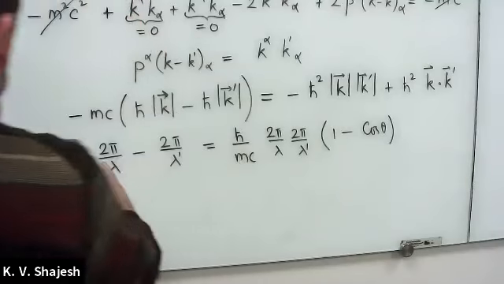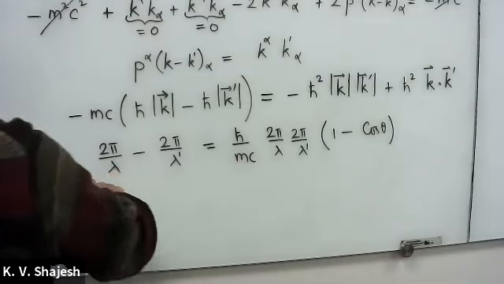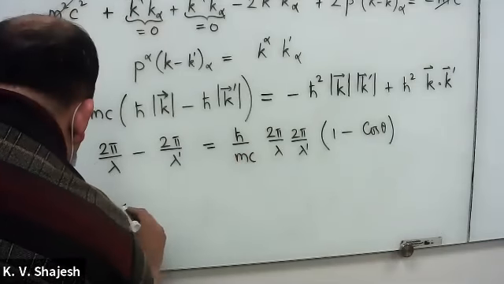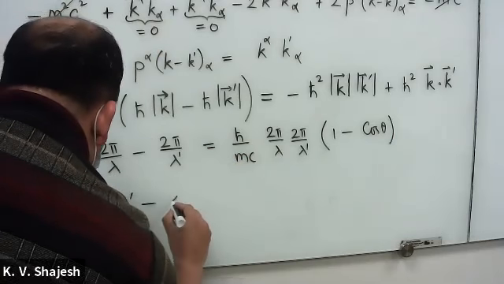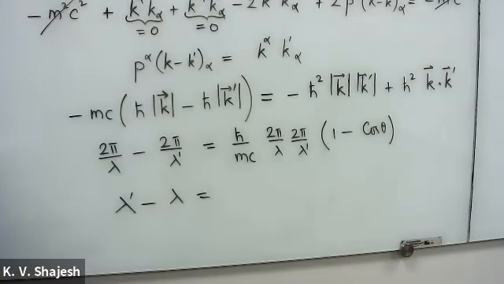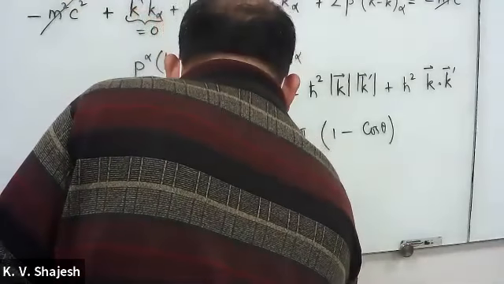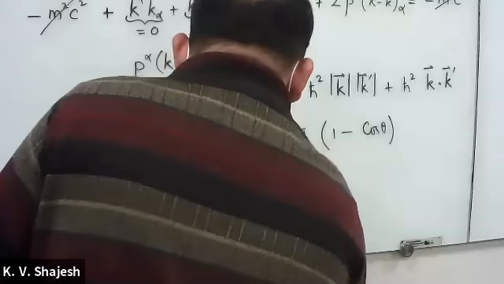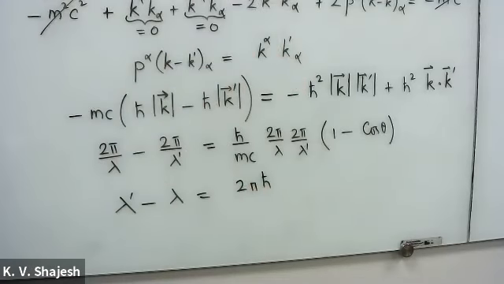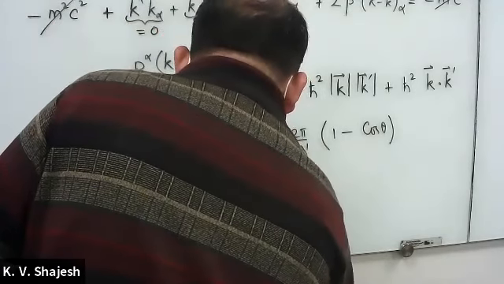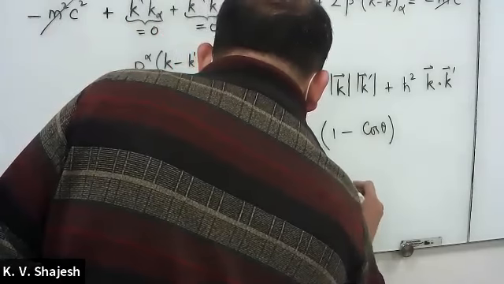What that leads to, if I make the denominator common, lambda prime, is the equation lambda prime minus lambda, that is the change in the wavelength of the photon during this scattering process, equal to 2 pi times h bar, which, remember, is h over 2 pi. So 2 pi cancels out, divided by MC times 1 minus cosine theta.